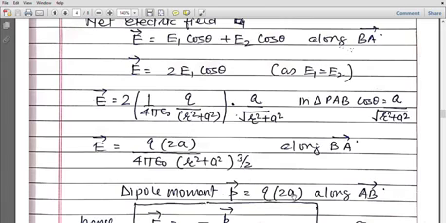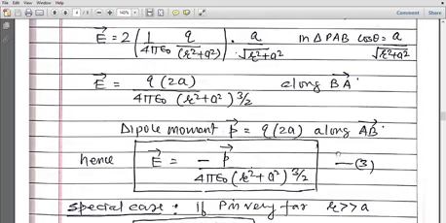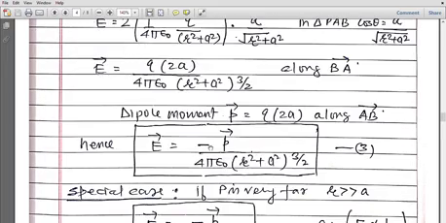this is the dipole moment, but the dipole moment is along AB, while the electric field is along BA. So when two vectors are opposite, I can put a negative sign here. Q into 2A is the dipole moment, but with negative direction, it means the direction of electric field and dipole moment are opposite to each other. The remaining is the same: 4 pi epsilon 0 times R square plus A square to the power 3 by 2. So this is the expression for the electric field at a point on its equatorial line.